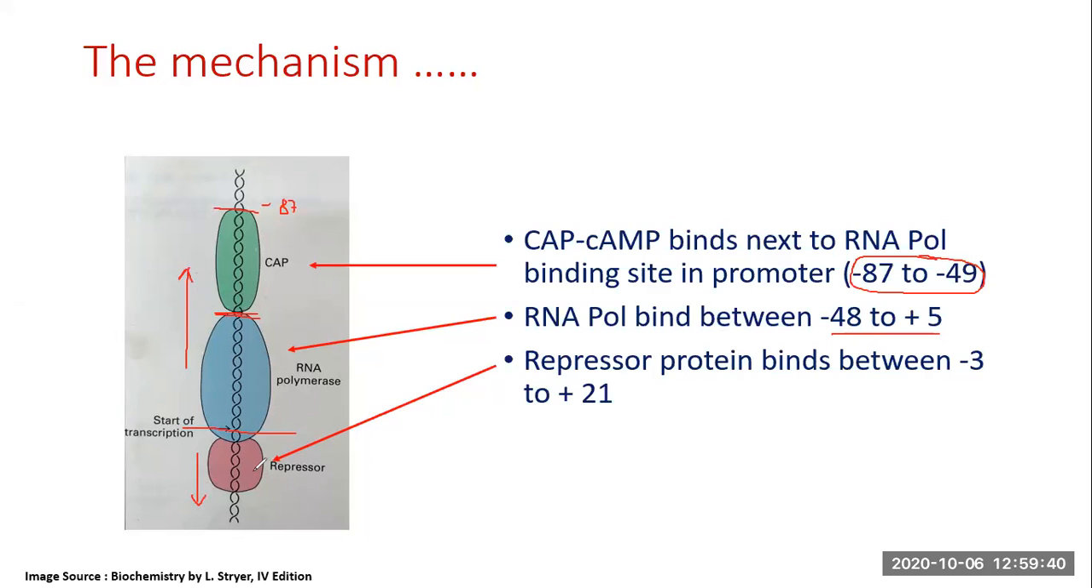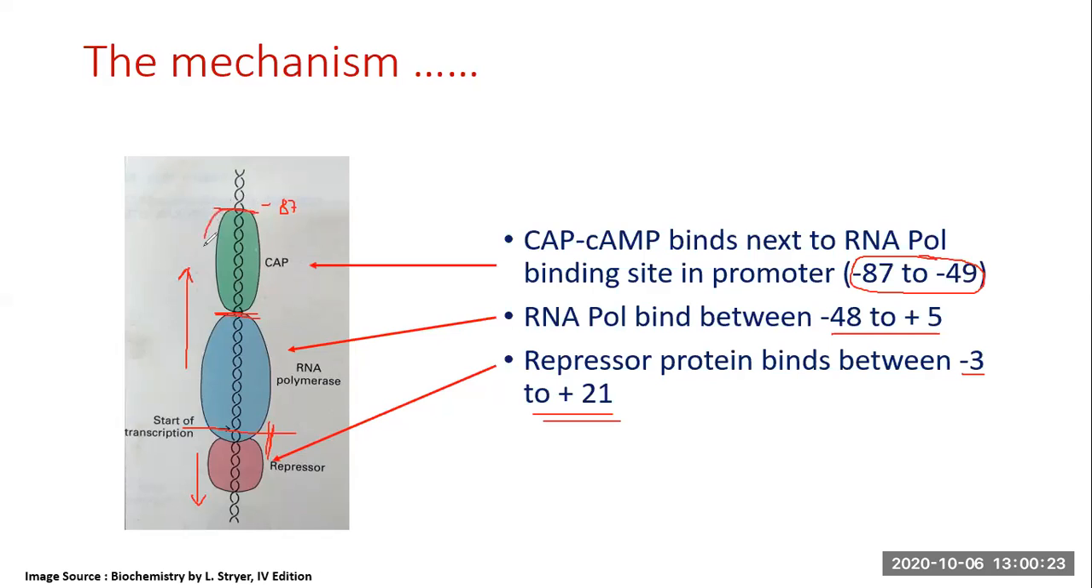And you see the repressor protein, operator region. Where does it extend? It extends from -3 to +21. That means the operator, the repressor protein binding site, and the RNA polymerase binding site overlap. RNA pol goes from -48 to +5, whereas repressor protein binding starts from -3. So there is an overlap of around 8 nucleotides, and therefore when repressor is bound, RNA pol cannot bind, and when RNA pol is bound, repressor cannot bind, because there is an overlap over here. There is an overlap of 8 nucleotides, whereas there is no overlap over here.